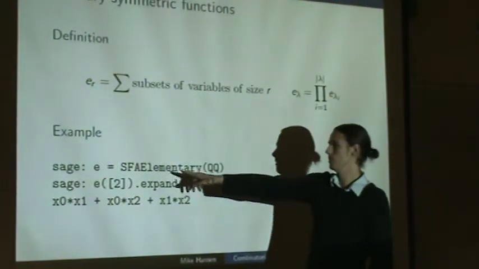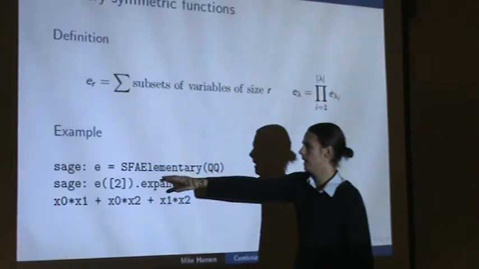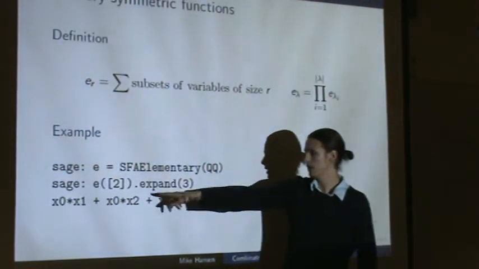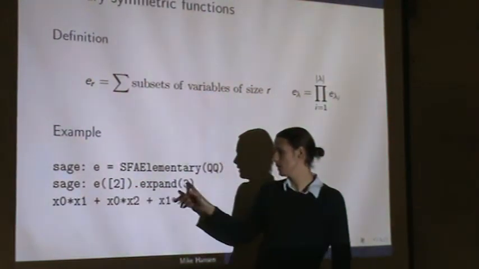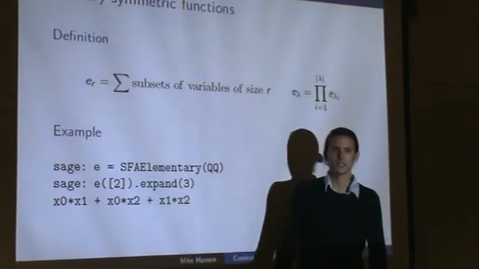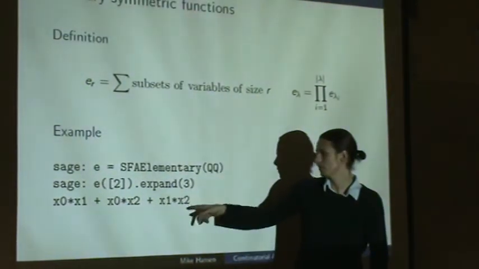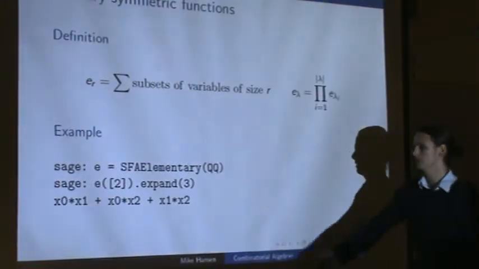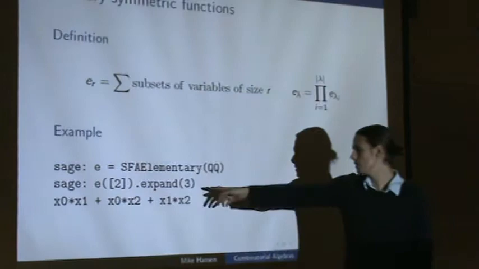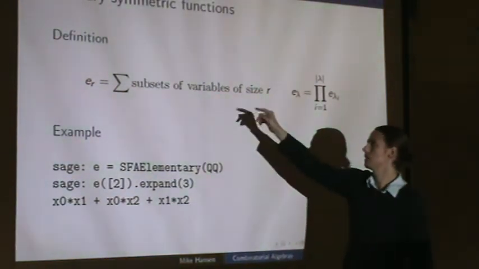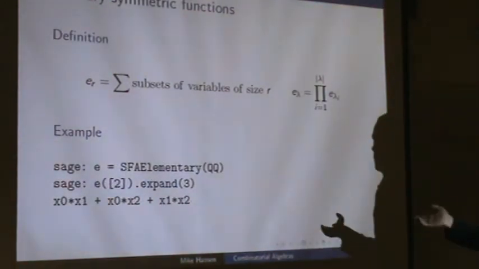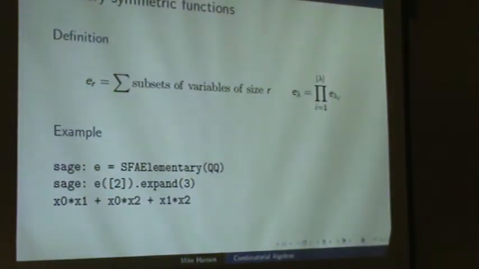So here we can create the algebra in this basis by running this command. And then if we look at e sub 2 and expand it, here you see all possible subsets of 2 variables from 3 of them, and you just sum them all together. You'll see all these are symmetric polynomials. But you could do this for any n, because these are defined for infinite polynomial rings and infinitely many variables.